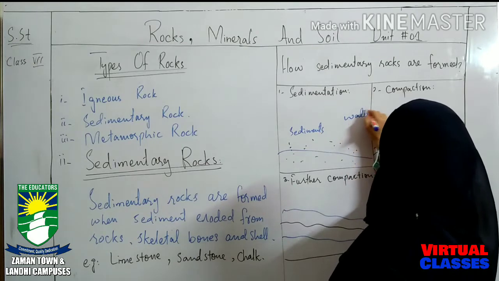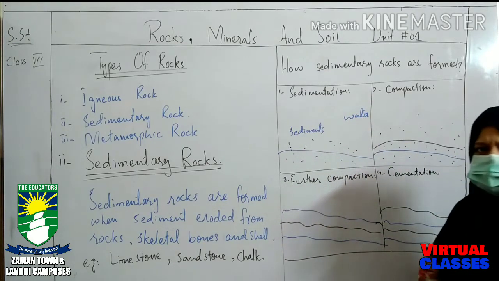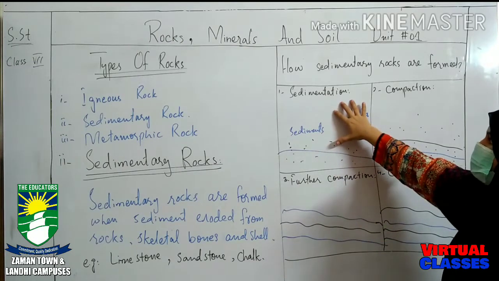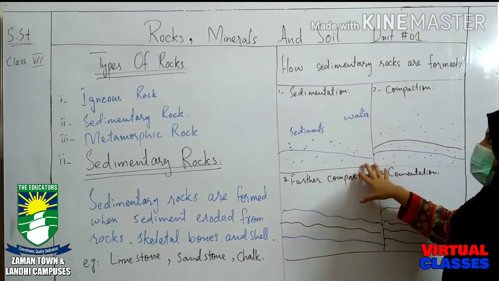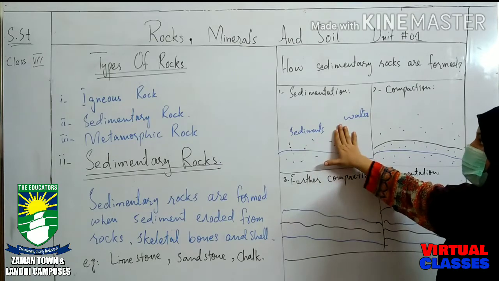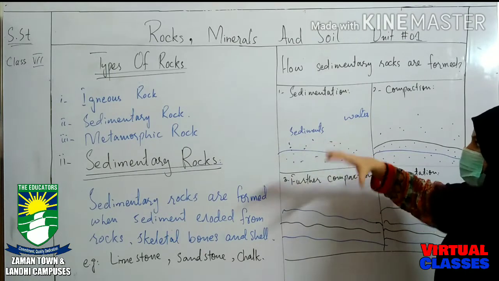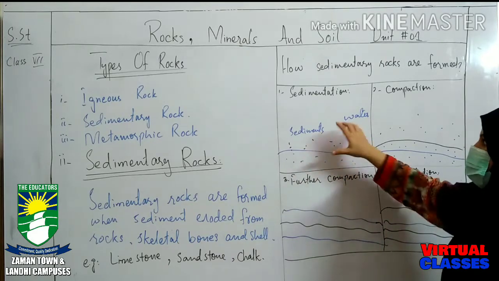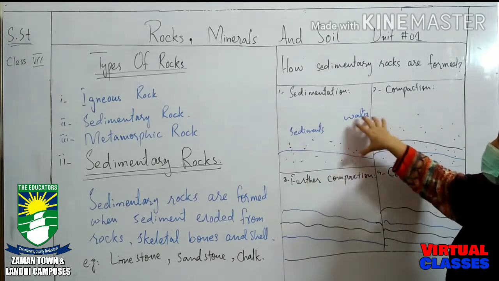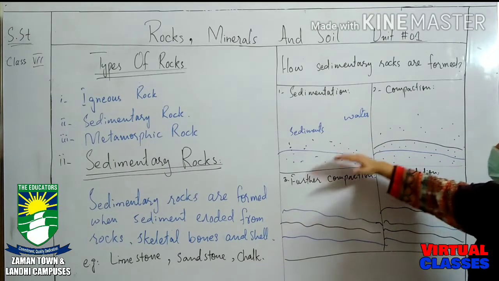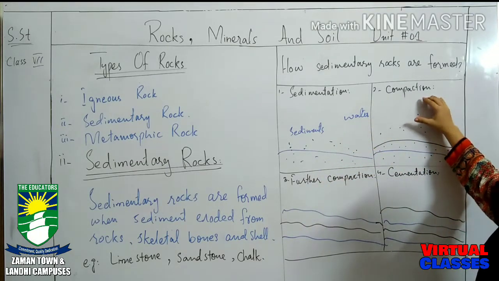Into the water. Consider it is a river. There are 4 steps of formation of sedimentary rocks. First one is sedimentation. Sediments settle down in the river bed, and this diagram you will see in the book on page number 4 also. If you want to take guidance from the book, keep your book open to page number 4. So in the water on the river bed, the sediments start settling, and compaction takes place.